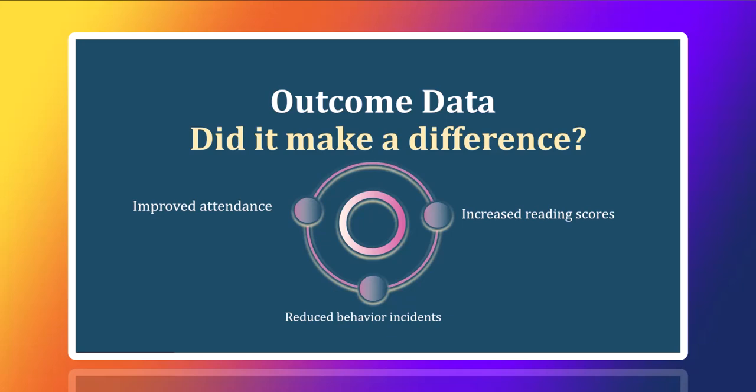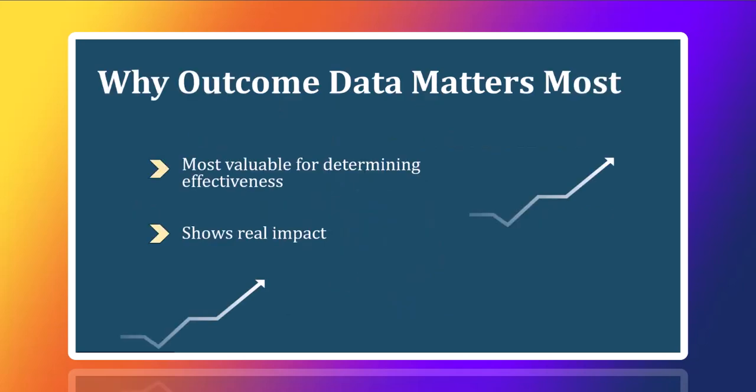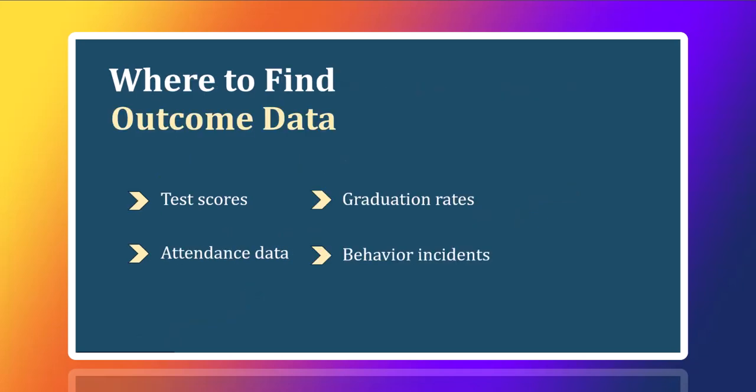Finally, we have outcome data. Outcome data tells us whether a program, service, or strategy made a difference. Examples include whether student attendance improved after a mentoring program or whether reading scores increased through a book buddy program. Outcome data is the most valuable tool in determining the effectiveness of your work because it shows real impact. This data can be found in test scores, graduation rates, attendance numbers, and behavior incident reports.